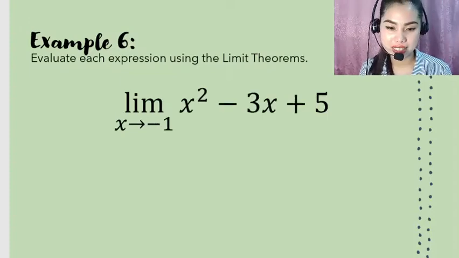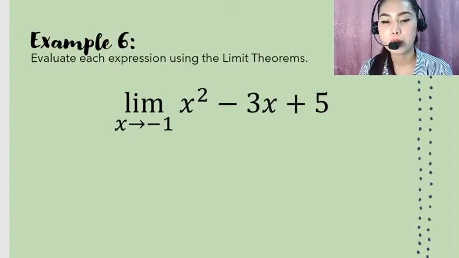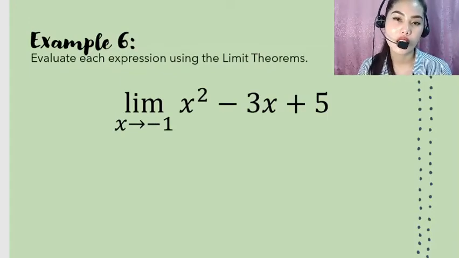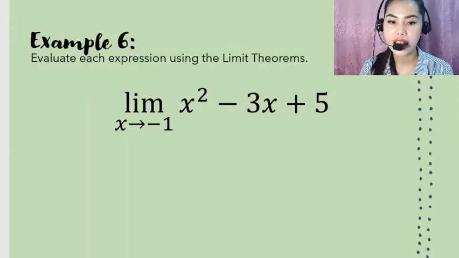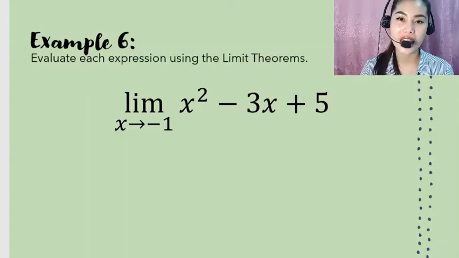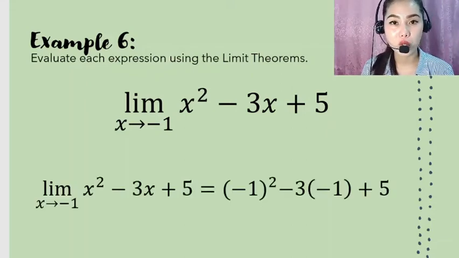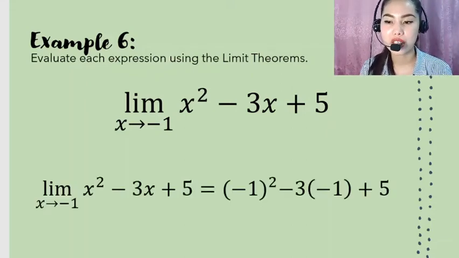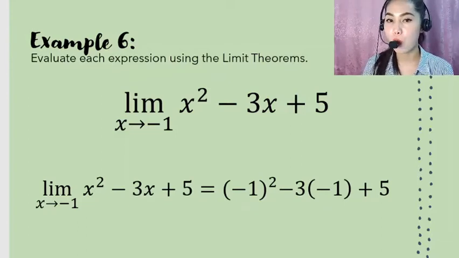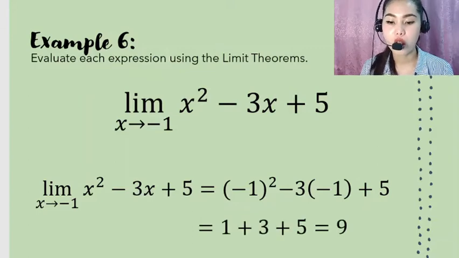Example number 6. We have to determine the limit of x squared minus 3x plus 5 as x approaches negative 1. Now, substitute all our values with negative 1. So you will then have negative 1 squared minus 3 times negative 1 plus 5, which will give you the answer of 9.